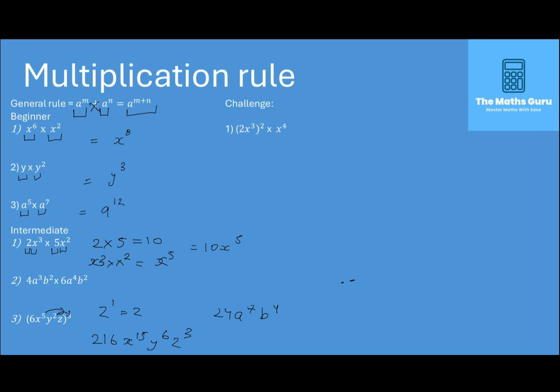Okay, in the challenge question, we're going to have to apply our knowledge that we know from before. So in this case, 2x cubed squared, we first look at 2 squared, 4. Look at x cubed squared, it's x to the 6 times by x to the 4. So firstly, we look at the numbers, and we get 4 times by 1, which is 4. x to the 6 times by x to the 4 is just x to the 10. And that's our answer.